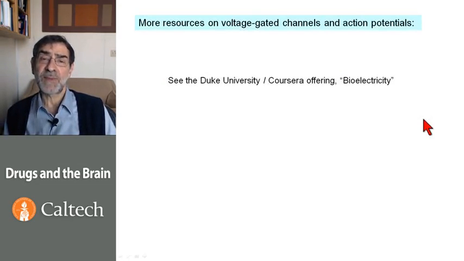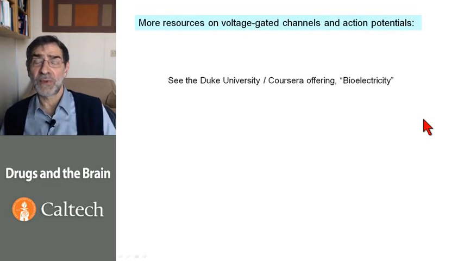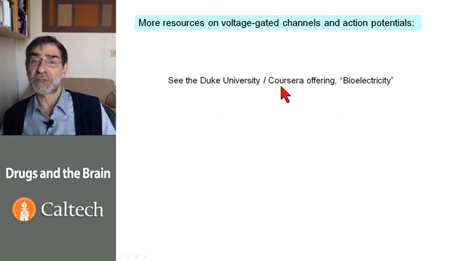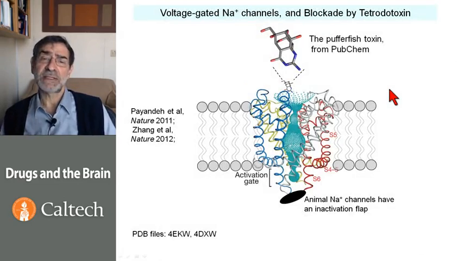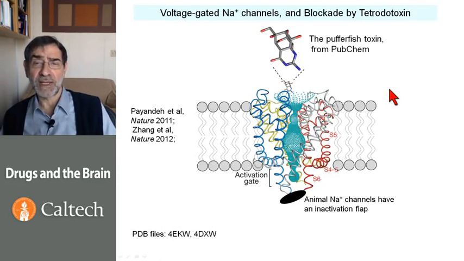And we can't spend a whole lot of time discussing the Hodgkin-Huxley equations or the biophysics of voltage-gated channels. Happily, Duke University and Coursera have a lovely course on bioelectricity. The important point for us thinking about drugs in the brain is to think about how drugs might interfere with or enhance voltage-gated channel activity.